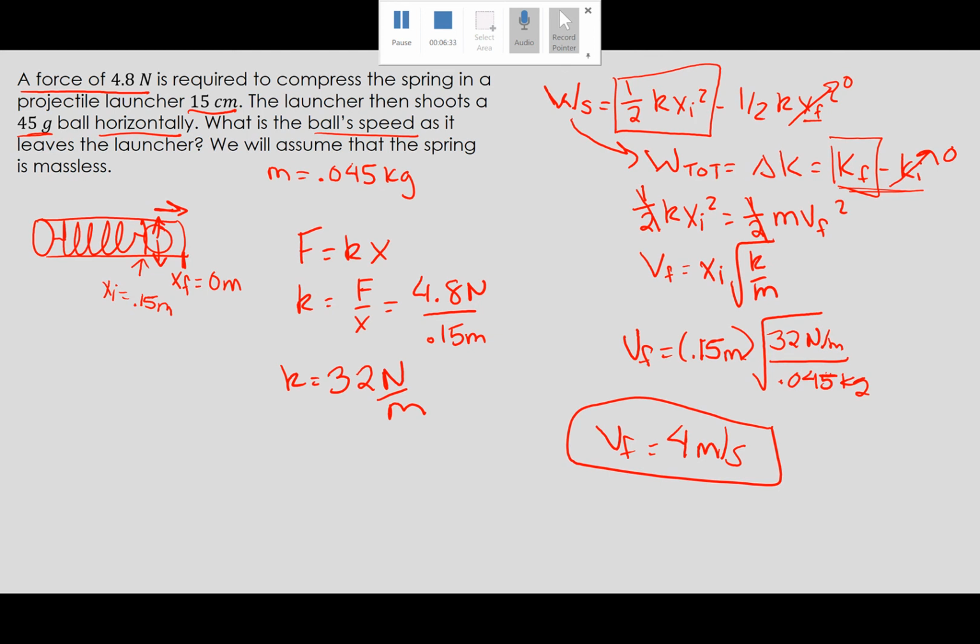The second part of the problem, you may recall, says what happens if we now shoot the ball vertically. Well, if we now shoot the ball vertically, the total work is not just done by the spring. Now there is work being done by gravity. As a result, the gravity is going to be opposite the displacement. This number is actually going to be less. We will talk about how to solve that a little bit more thoroughly when we get to the next chapter when we talk about potential energy.